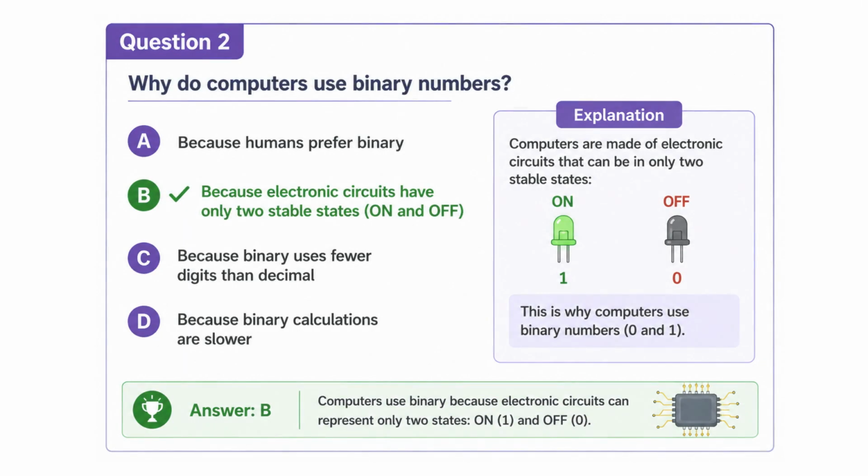Why do computers use binary numbers? Because electronic circuits have only two stable states. They are on and off. These two states are represented as 1 and 0. That is why computers use binary numbers to process and store information. So the correct answer is B.